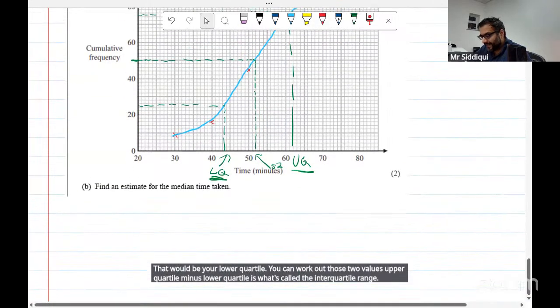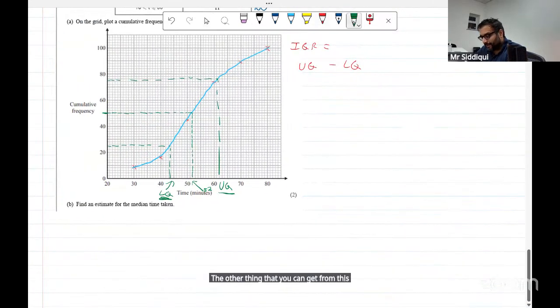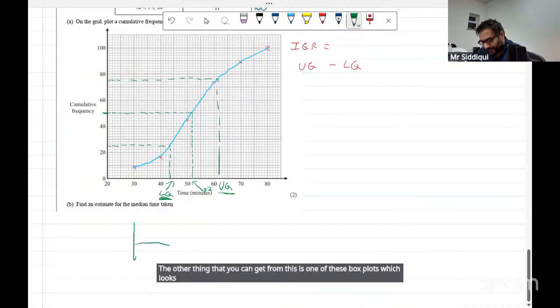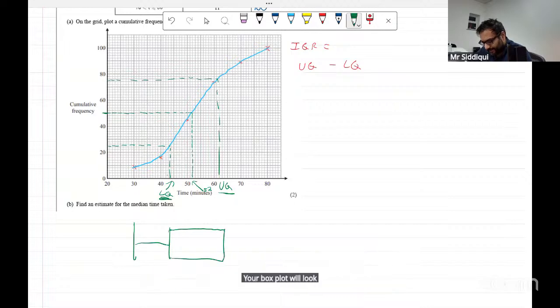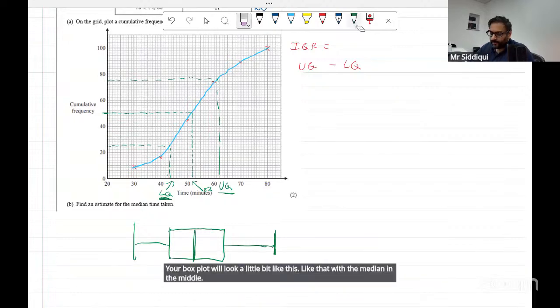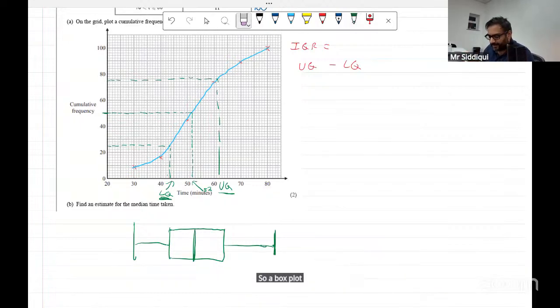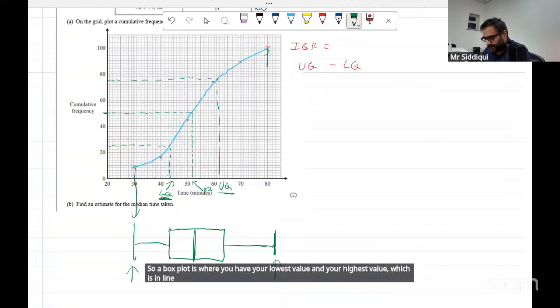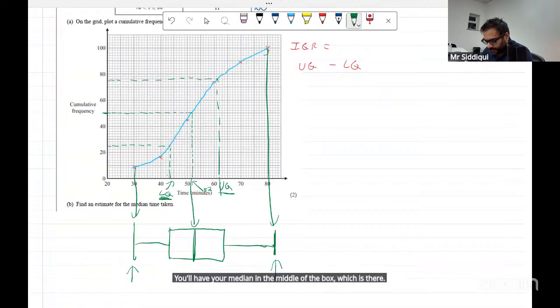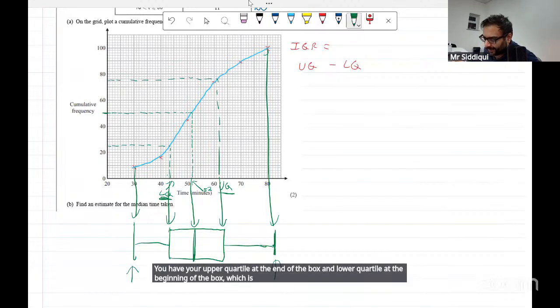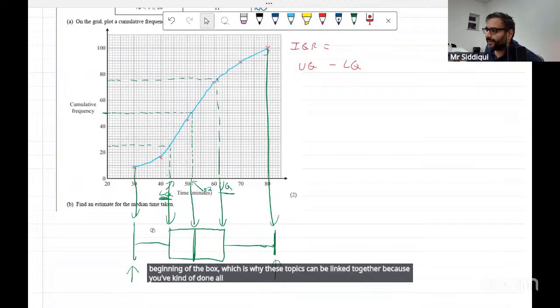The other thing that you can get from this is one of these box plots, which looks effectively, if you've done it exactly as I've done above, a little bit like this. Like that, with the median in the middle there. So a box plot is where you have your lowest value and your highest value, which is in line with there, as you can see, and there. You'll have your median in the middle of the box, which is there. You have your upper quartile at the end of the box and lower quartile at the beginning of the box, which is why these topics can be linked together, because you've kind of done all the work to be able to draw it by that point.